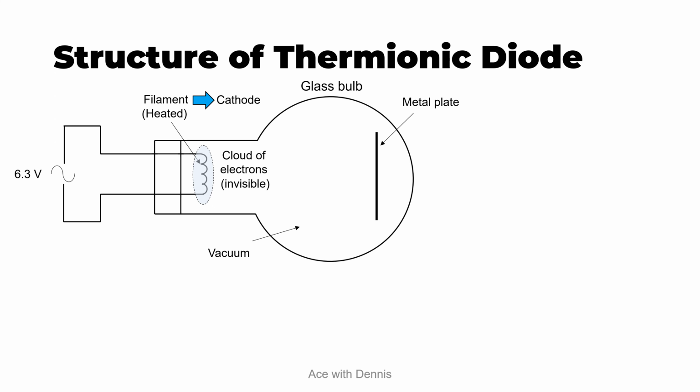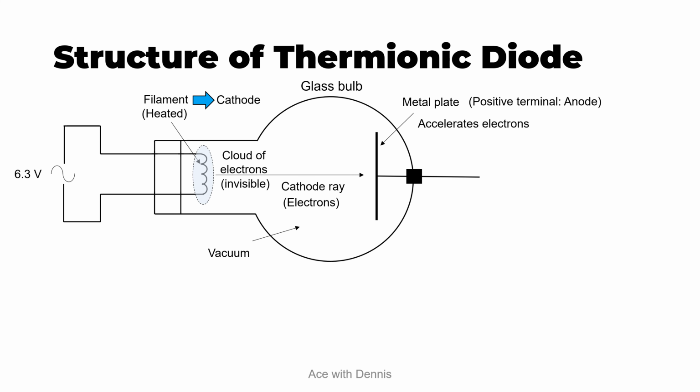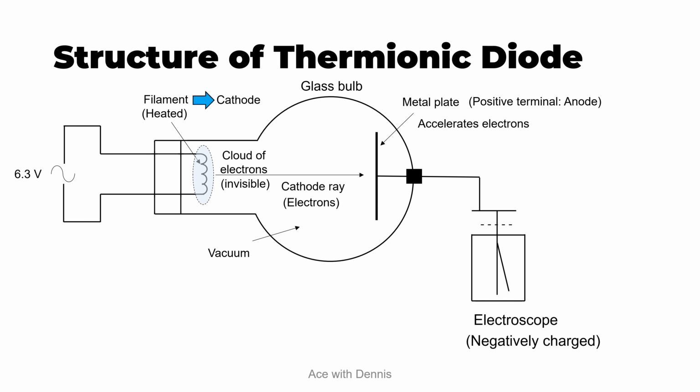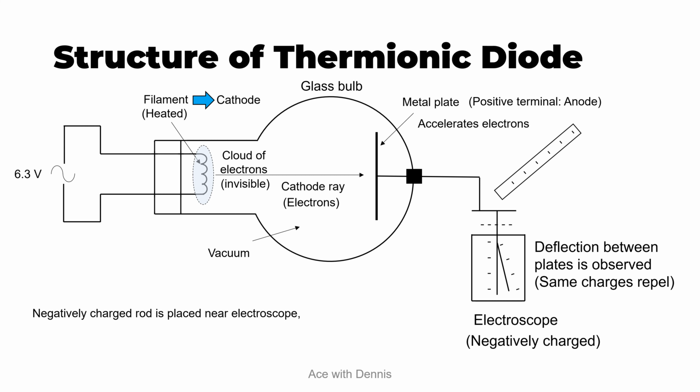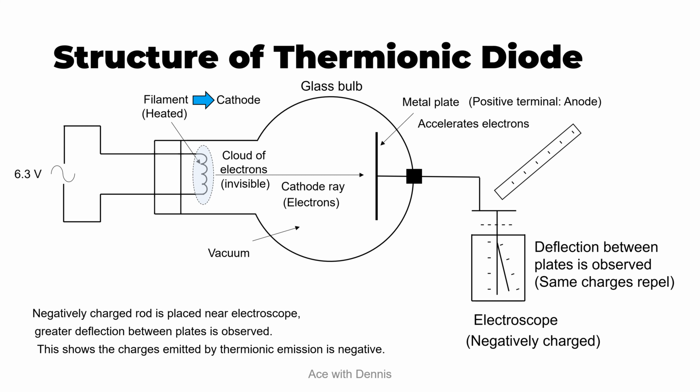At the other end of the glass bulb, we place a metal plate and we make it the positive terminal or anode. So now, since this metal plate is the positive terminal, it accelerates electrons and a cathode ray is formed. This cathode ray is made out of a lot of electrons. Then we connect this metal plate to an electroscope. And now this electroscope is negatively charged. What we can observe is deflection between plates because same charges repel. Next, a negatively charged rod is placed near the electroscope and greater deflection between plates is observed. This shows that the charges emitted by thermionic emission are negative.